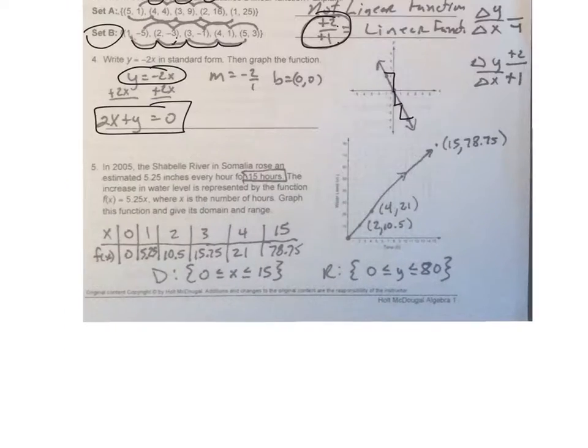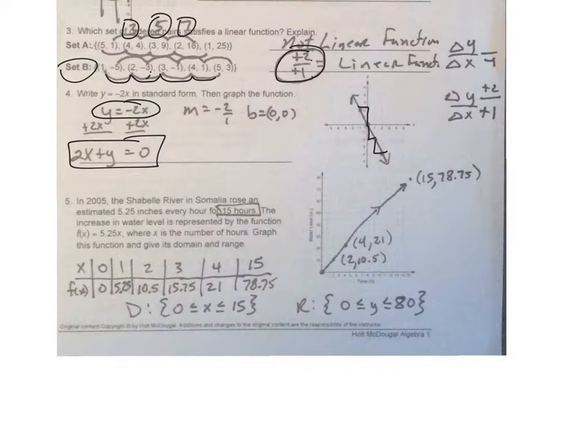The last part, basically, y equals 5.25x is the function we dealt with. I just made a table with 0, 1, 2, 3, 4, and I even jumped all the way up to 15, since we are talking about the estimated rising of the Shabelle River in Somalia. This was over time, so we're talking about hours. So in 15 hours, it would have risen 78.75 inches. So a reasonable domain would be anywhere between 0 and 15. Actually, it could even rise for even more than that.